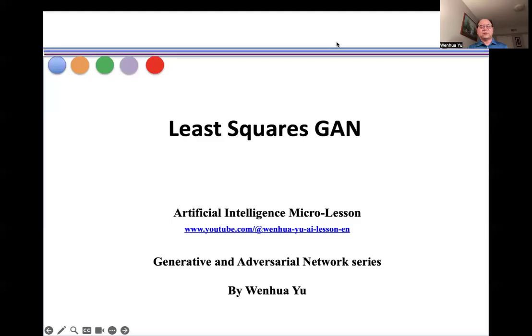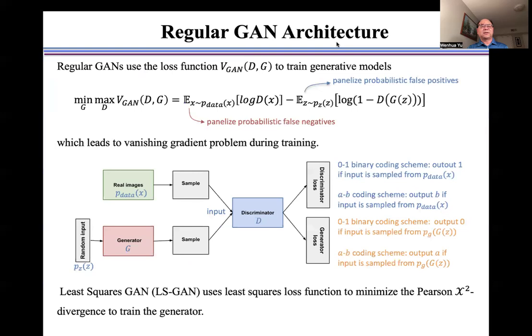In this video, I introduce Least Squares GAN. Regular GANs use the loss function V to train generative models. The first term is used to penalize probabilistic false negatives, while the second term is used to penalize probabilistic false positives, which leads to the vanishing gradient problem during training.